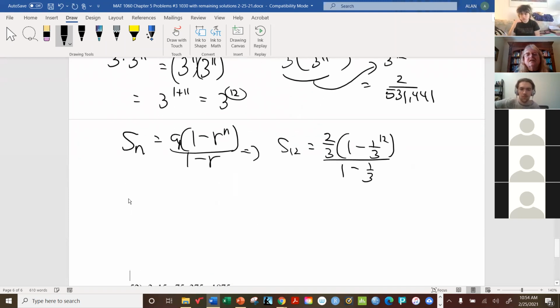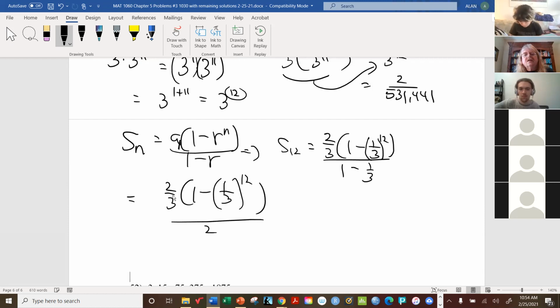Now look what happens this time. 2/3, 1 minus 1/3 to the 12th. I should put this in parentheses to remind you the whole expression is being raised to the 12th power, not just the 1. And look what I end up with in the denominator.